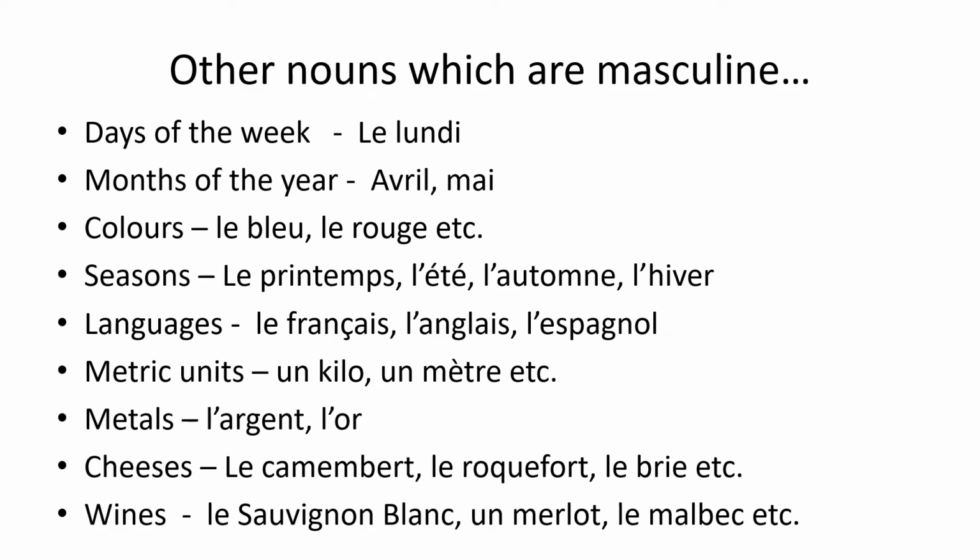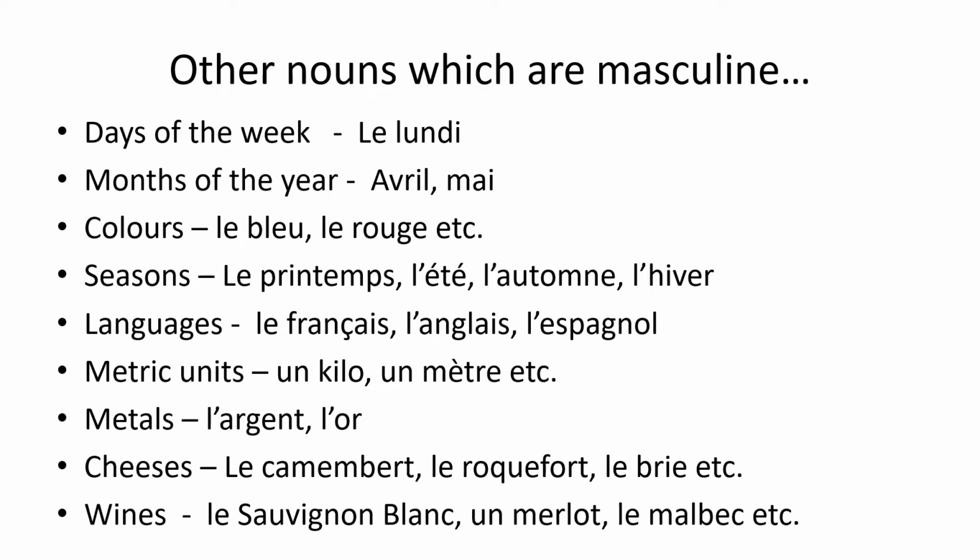Other nouns which tend to be masculine. So the days of the week are all masculine. Le lundi, le mardi, le mercredi, le jeudi, le vendredi, le samedi, et le dimanche. So all masculine. The months of the year are all masculine. Avril, mai, septembre, all masculine. Les couleurs, le bleu, le rouge, le jaune, tous sont masculins. Les saisons, le printemps, l'été, l'automne, l'hiver, again, all masculine.